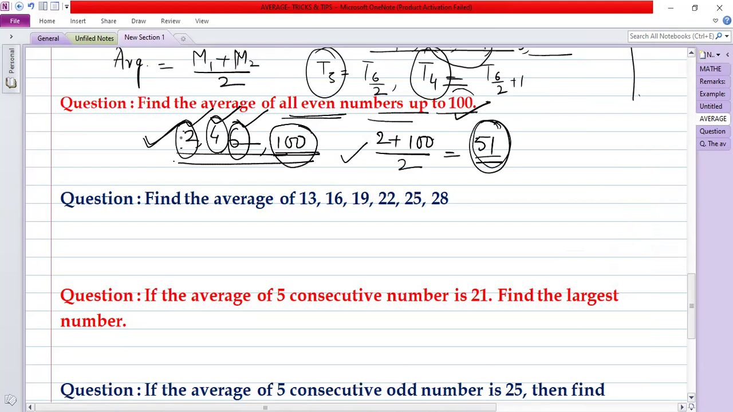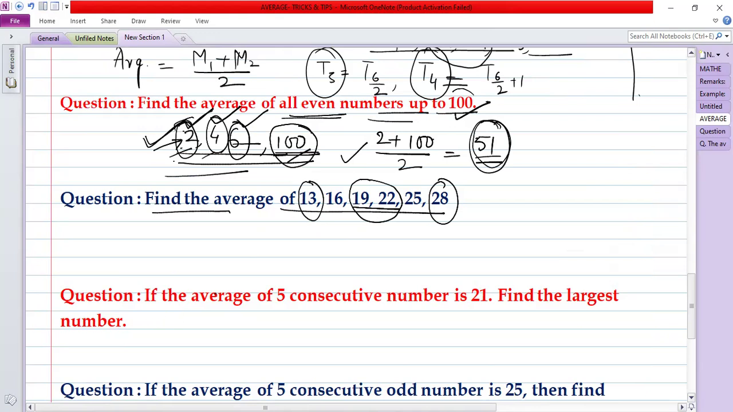Okay. So just write the first even numbers 2, 4, 6, and up to 100, and apply the formula: first term 2 plus the last term divided by 2, because it is an AP. Now here, this question I have already discussed, that this is basically an AP. So its average will be nothing but either you write the average of the two middle terms, or you write 13 plus 28 divided by 2. So the answer will be the same.